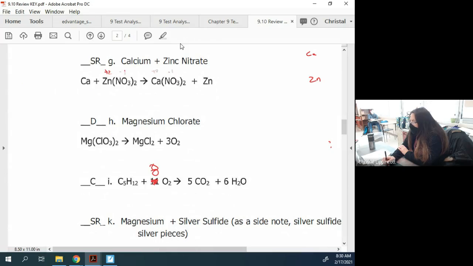Then I just make sure that the equation is balanced using my coefficients. Okay, this is already balanced, so I didn't need to use any coefficients because it's already done. And sometimes they are. Sometimes they balance naturally and you don't have to do any coefficients at all.